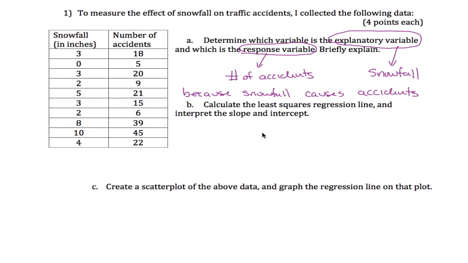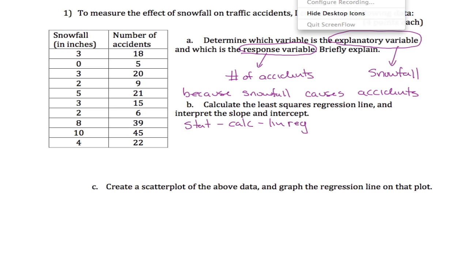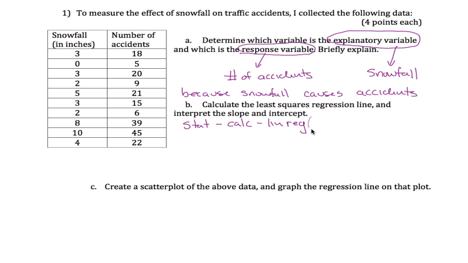Alright, calculate the least squared regression line and interpret the slope and the intercept. So to do this, you want to put your data into a calculator, into your TI, and then you go stat, calc, and then linear regression. I think it's linreg ax plus b in your calculator, I believe. And so I will do that. I'll pause this and get the answers. It is linreg ax plus b.